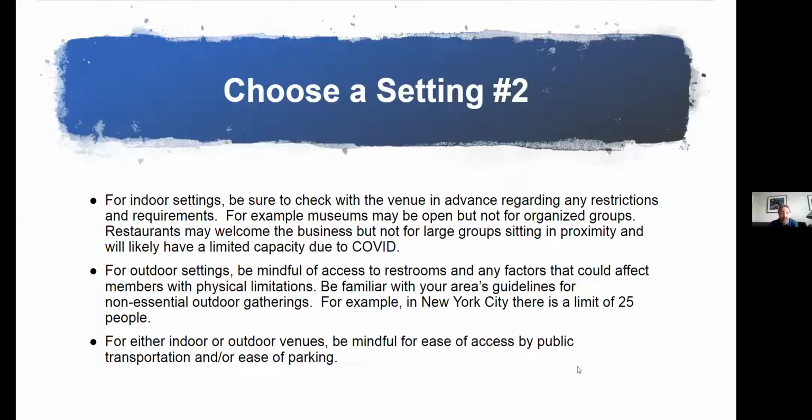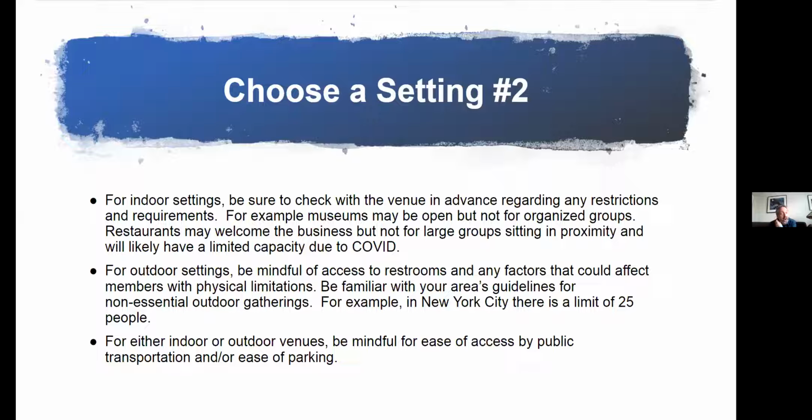If you're going to indoor settings, you want to make sure you check with the venue in advance, again, regarding any restrictions or requirements. For example, museums may be open to the public. Large museums are open here in the city, but most of them are not having any organized groups come in. Restaurants may welcome the business, but not for large groups, because of COVID requirements, physical distancing safety, and also limited capacity.